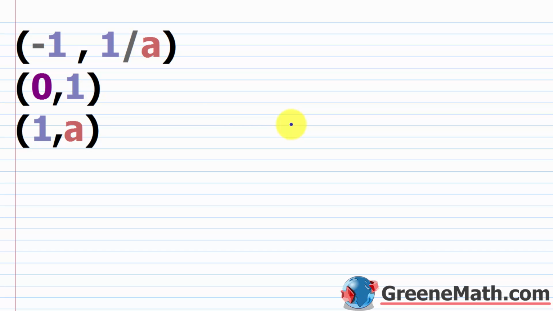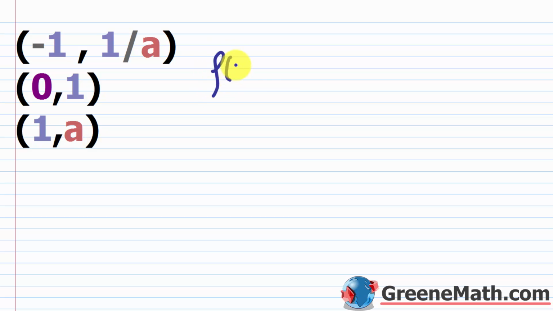On your graph, as long as your base a is greater than 0 and not equal to 1, you're going to have these 3 points. Negative 1, 1 over a will be one point, 0, 1 will be another, and 1, a will be another. You can use these 3 points to get things started and then find additional points as needed in order to sketch your graph.